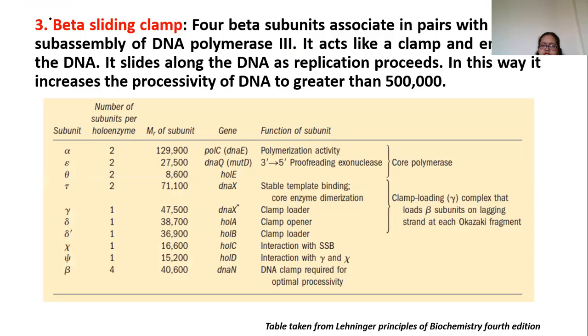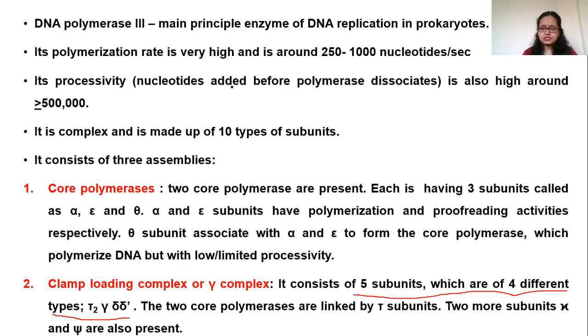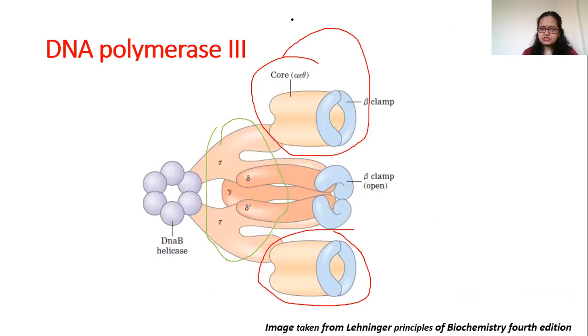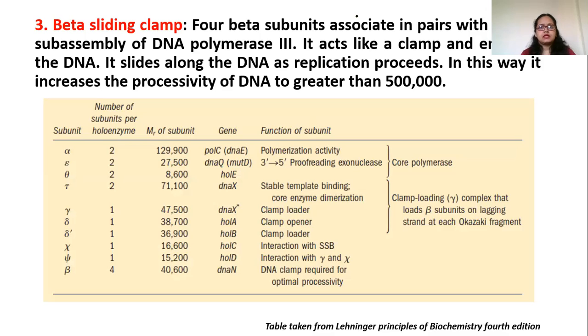4 beta subunits associate in pairs with a core subassembly of DNA polymerase 3. It acts like a clamp and encircles the DNA. You can see here, these are the beta clamps, and they are present in pairs. So it acts like a clamp and encircles the DNA.